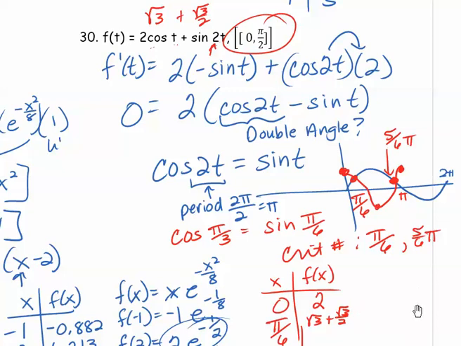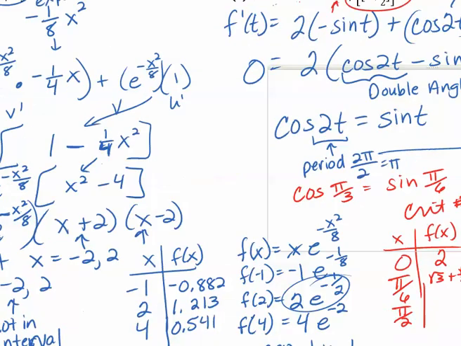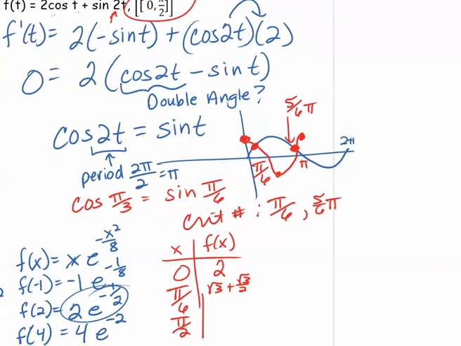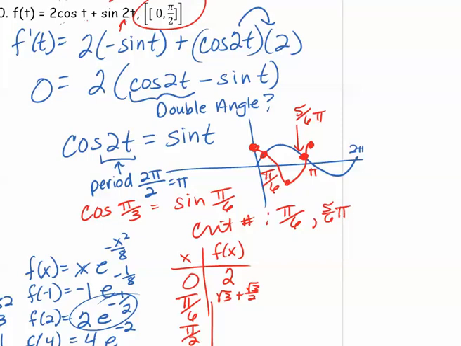And at our last value of pi over 2, cosine at pi over 2 is 0. And when we double pi over 2, 2 times pi over 2 is pi, and the sine of pi is also 0. So we'll get 0 there.